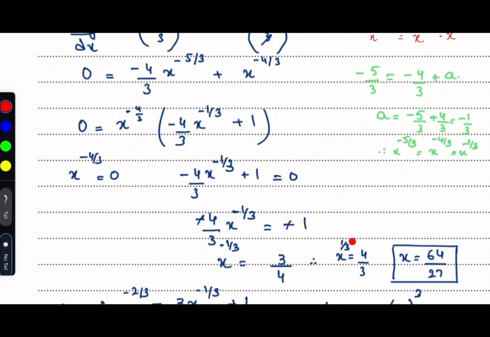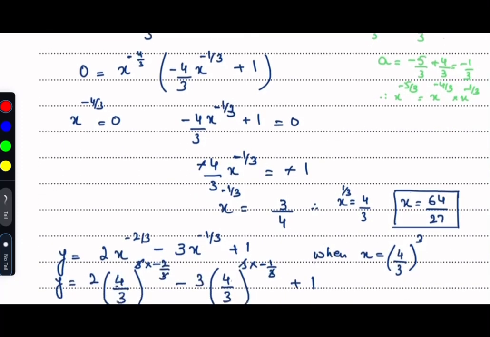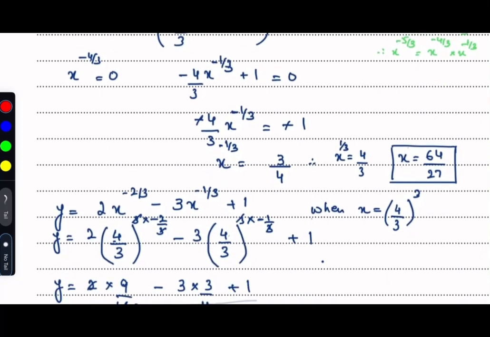Taking the cube root to eliminate this cube root, I have to take a cube on both the sides, so that my x becomes 4 the whole cube, which is 64, over 3 the whole cube, which is 27. So the x coordinate of this m is 64 by 27. To get the y coordinate, I should be substituting 64 by 27, or 4 by 3, here.